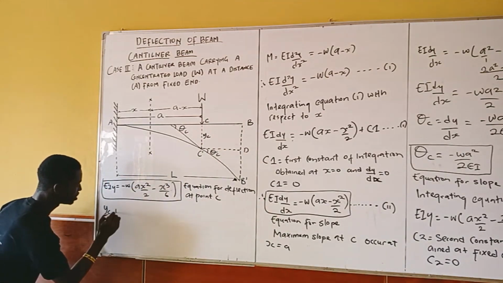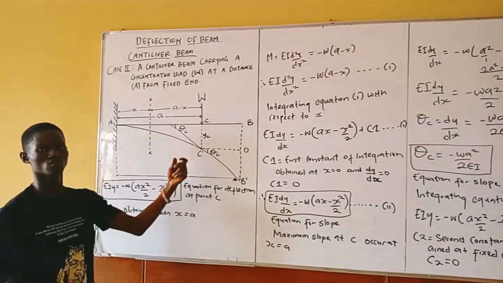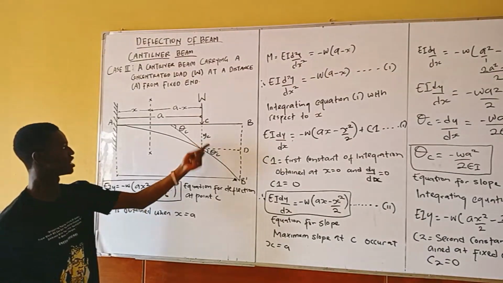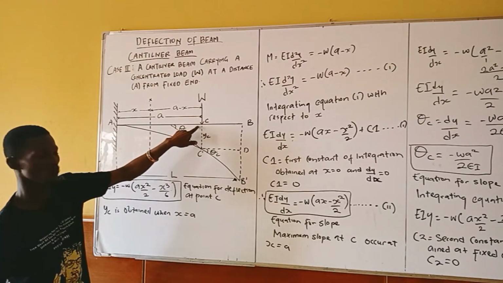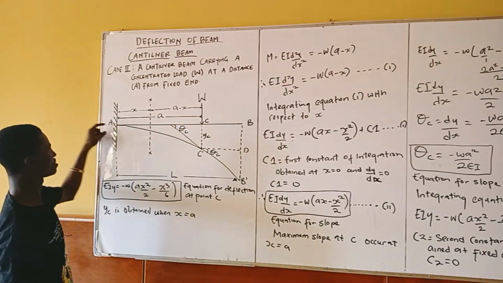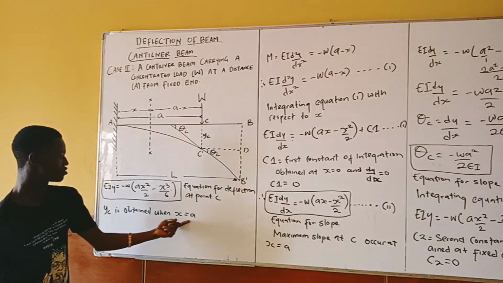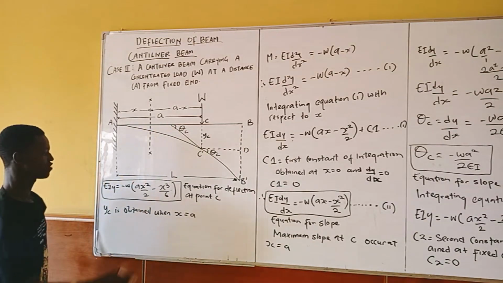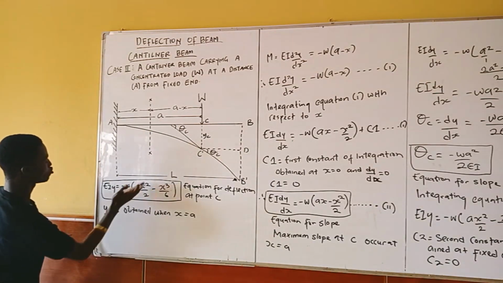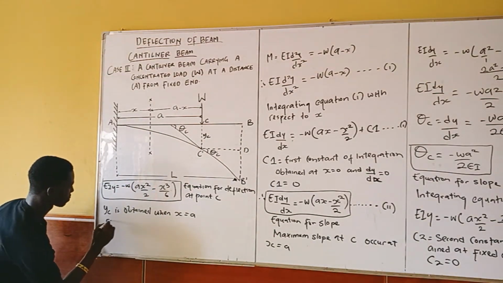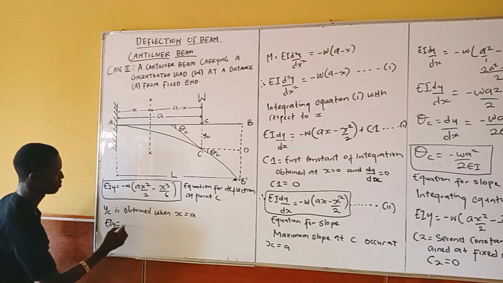So YC now is obtained. For me to have deflection at this point now, it is when the section x is equal to the distance where the load is placed. That is, when x is equal to what? A. So when x equals A in this equation, I'm going to have my maximum deflection, which is YC. So putting x equal to A into this equation, I'm going to have what?